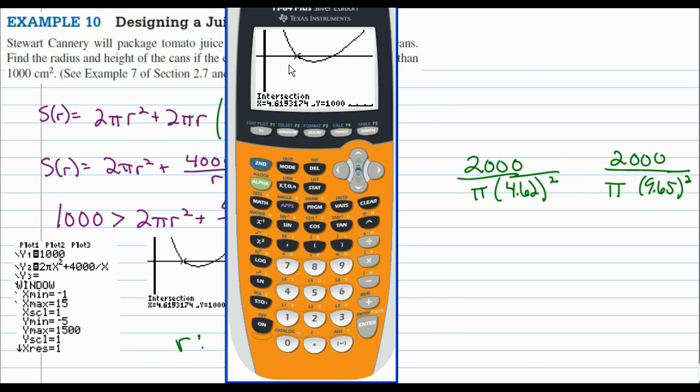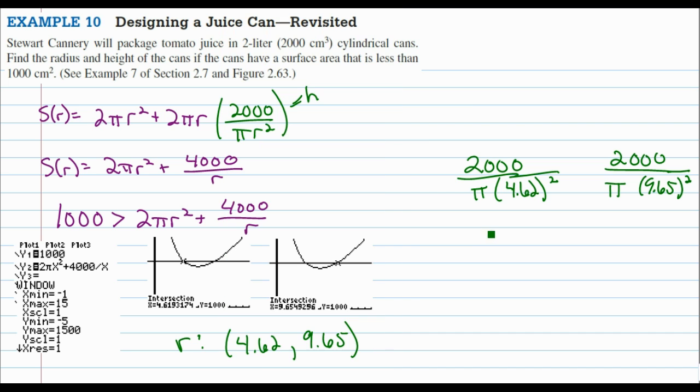So since my graph is on the intersection, I can now use that x value in the main screen of my calculator. So I'm going to do 2,000 divided by, and then in parentheses, pi x squared. Close those parentheses, hit enter, and I get 29.83 centimeters.